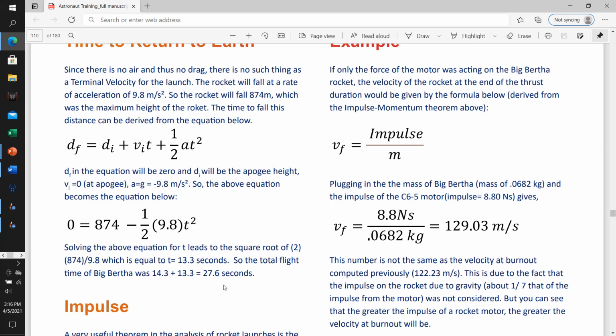So the total time of this rocket in the air: time to the top, 14.3, time on the way down, 13.3, so 27.6 seconds.